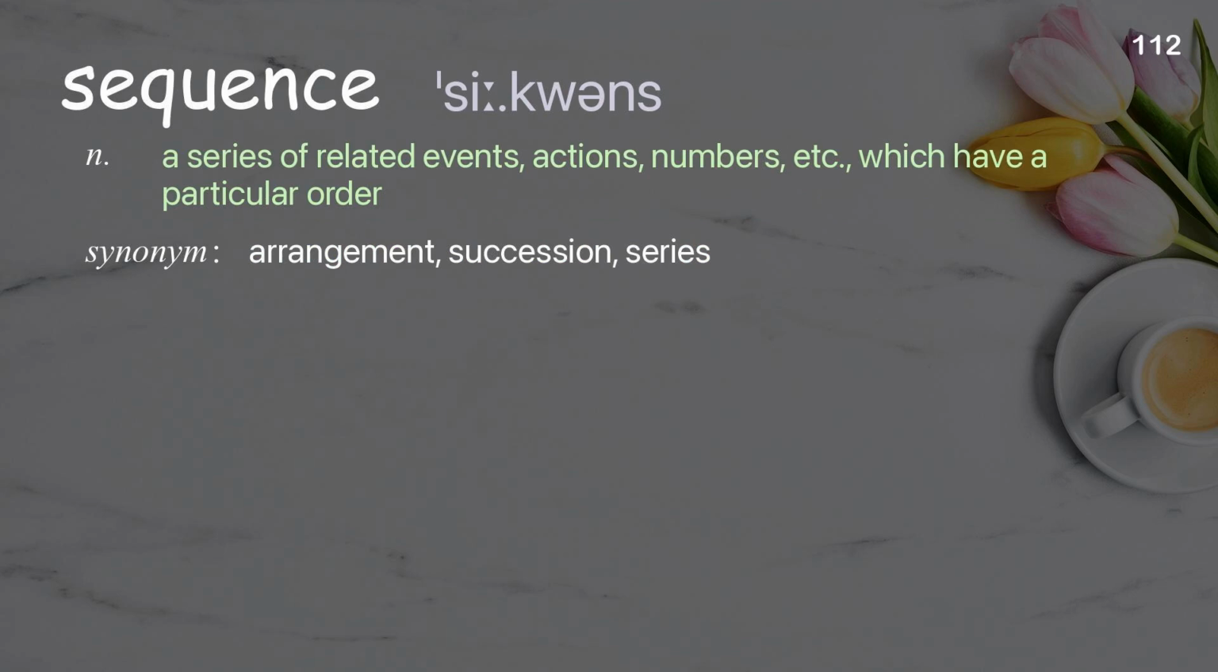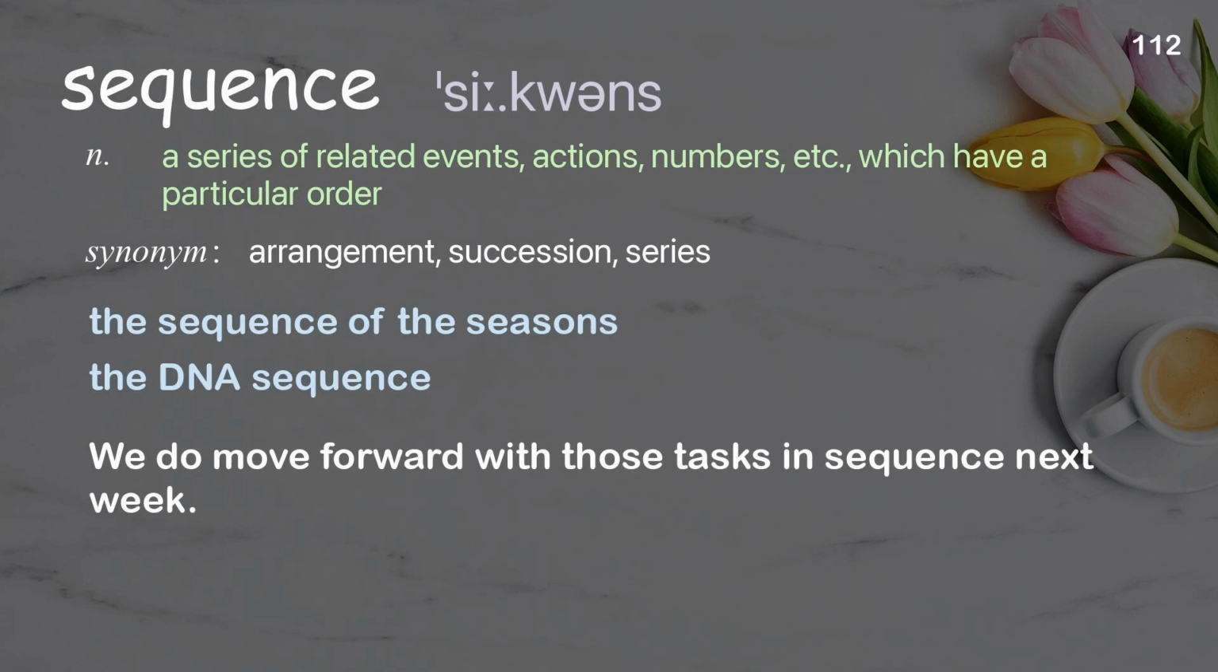Sequence. A series of related events, actions, numbers, etc., which have a particular order. Examples: the sequence of the seasons, the DNA sequence. We do move forward with those tasks in sequence next week.